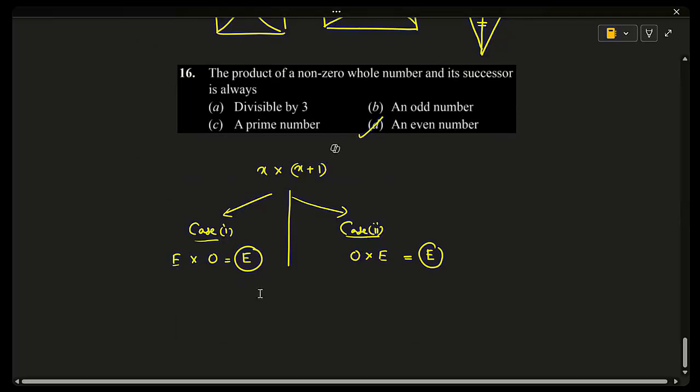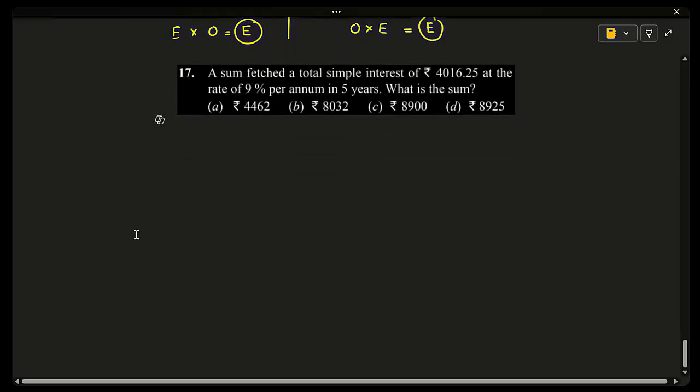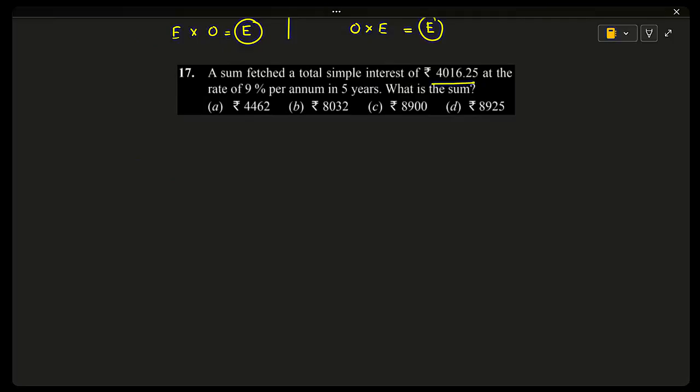12th one. A sum fetched a total simple interest of 4016.25 at the rate of 9% per annum in 5 years. What is the sum? A sum fetched. So initial sum we call it the principal. So simply, this is the rate of interest and this is the time period. So the relation between I, P, T, R, we know it is I is equal to PTR by 100. So using this we can find the value of principal.